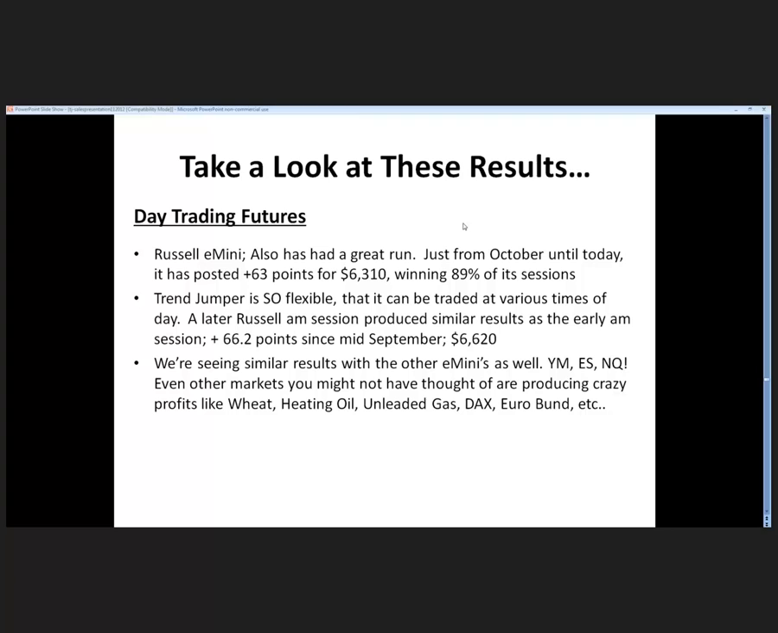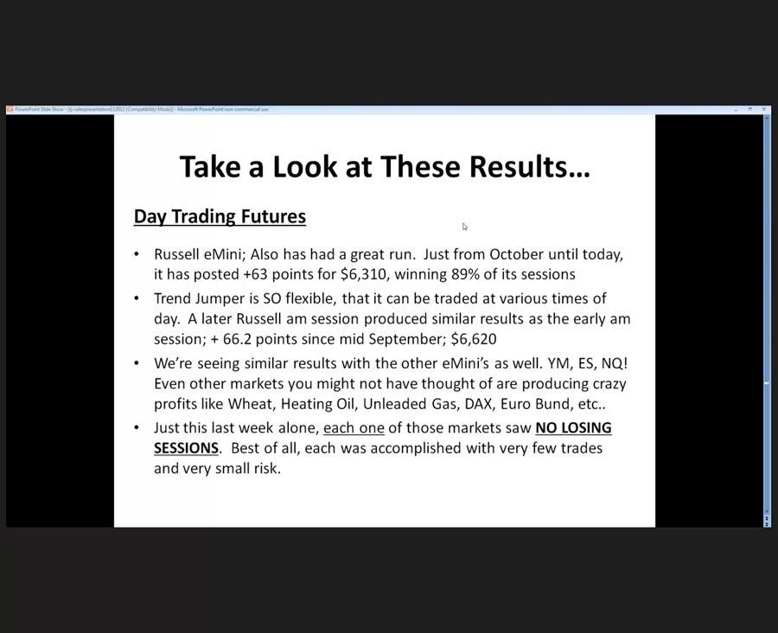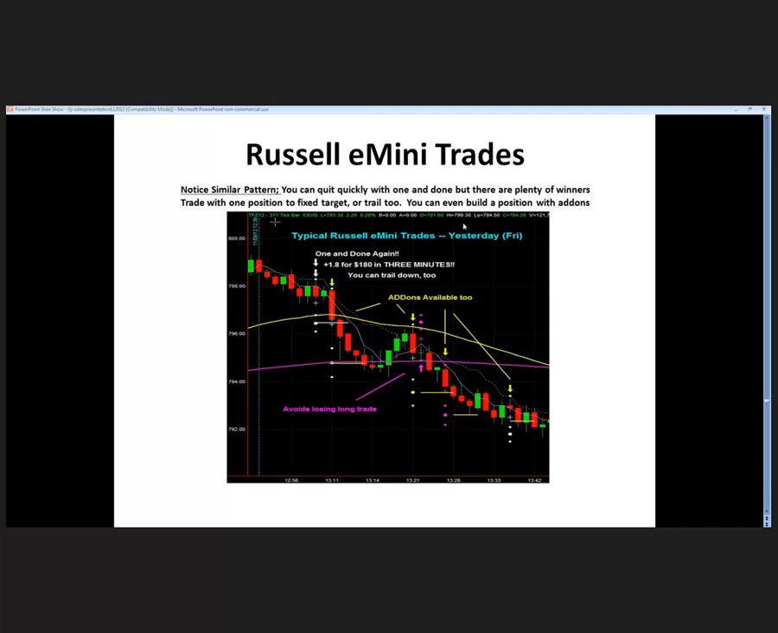Same strategy, same approach. And what a lot of people don't think about are all the other amazing opportunities in some of those unheralded markets like wheat, heating oil. Unleaded gas is amazing. The DAX futures, the Eurobond. So just this last week alone, each one of those markets that I just mentioned saw no losing sessions. Yes, some losing trades, but the bottom line each and every day was a positive session, minimal trades, small risk.